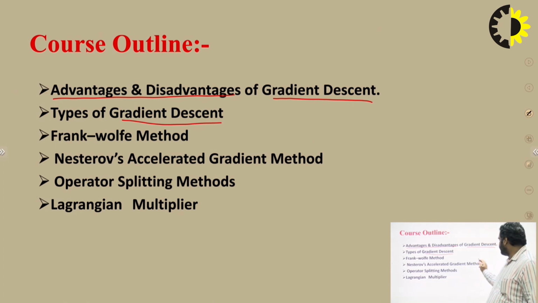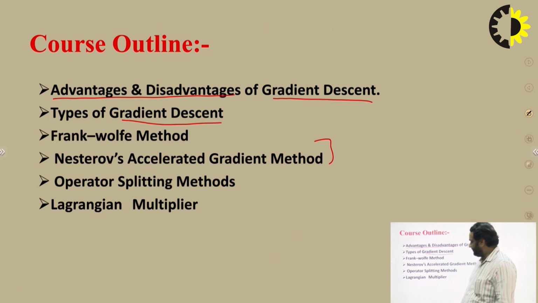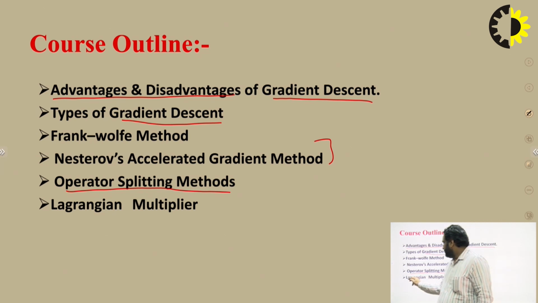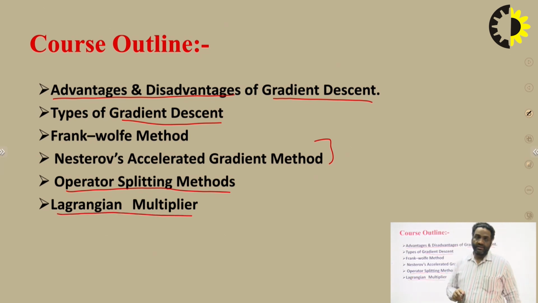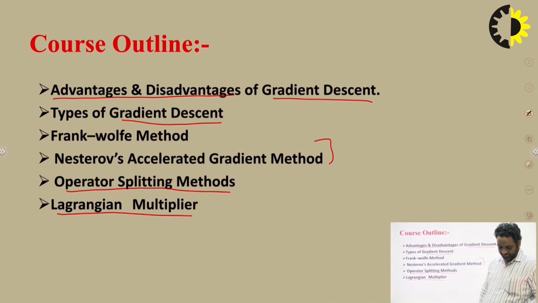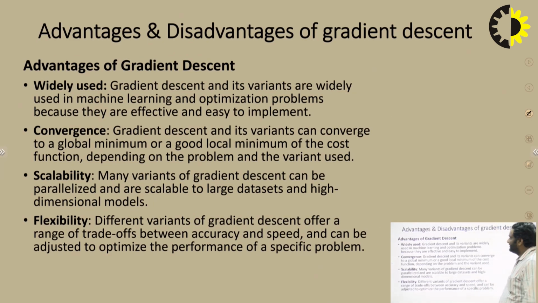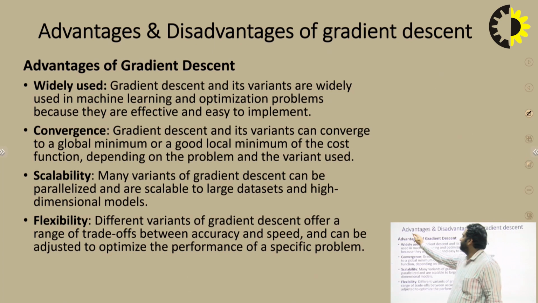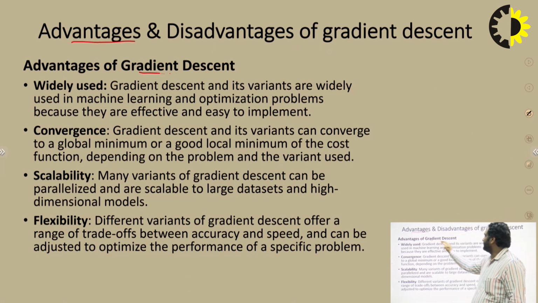Then we will cover two basic optimization techniques. First is Frank-Wolfe method and second is Nesterov's accelerated gradient method. If time remains, then we will cover operator splitting method and Lagrangian multiplier. And in the last, we will solve some numericals by means of Lagrangian multiplier. So, as a starting, we will start with the advantages of gradient descent.